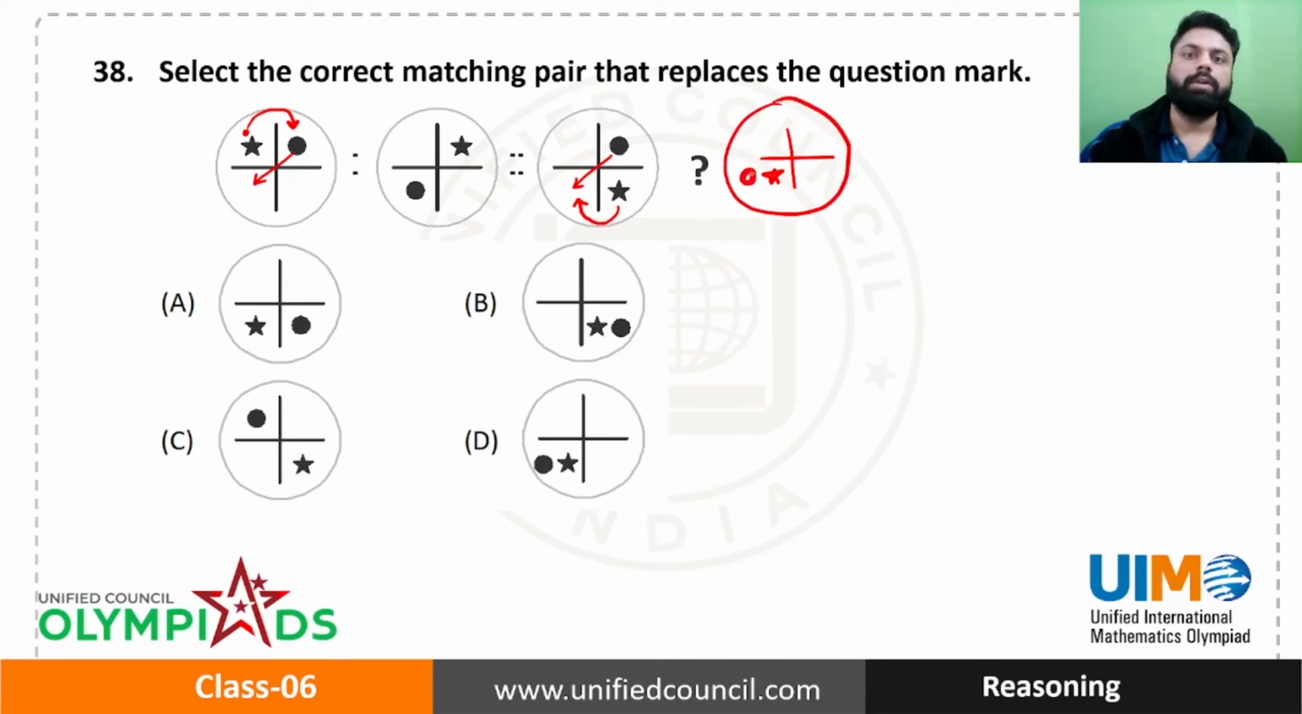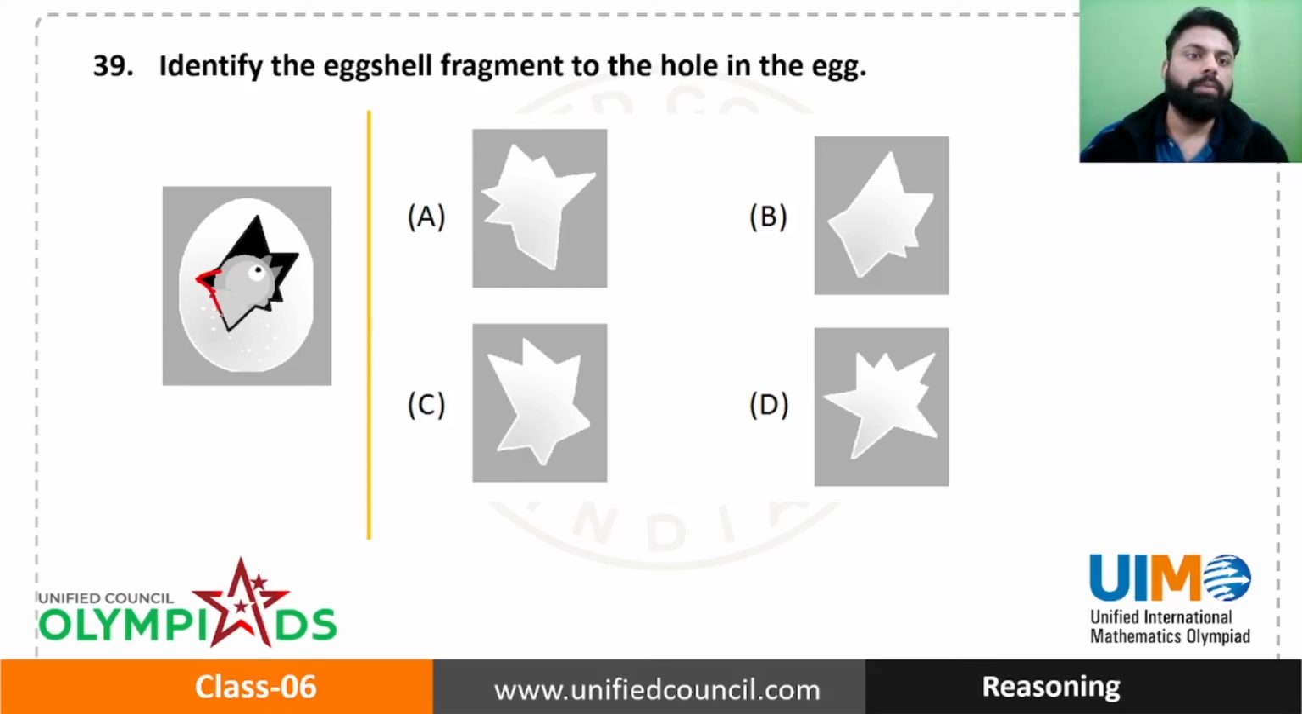So this is going to come here. That means the option number, which one? D is the correct answer. Identify the eggshell fragment to the hole in the egg. So see, this is how it should be over here.